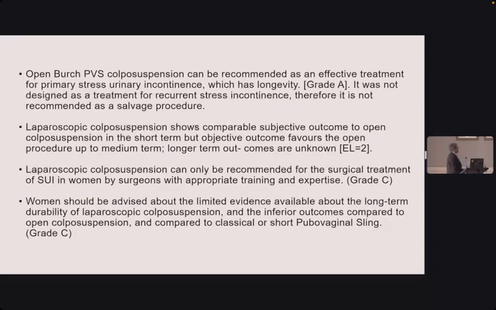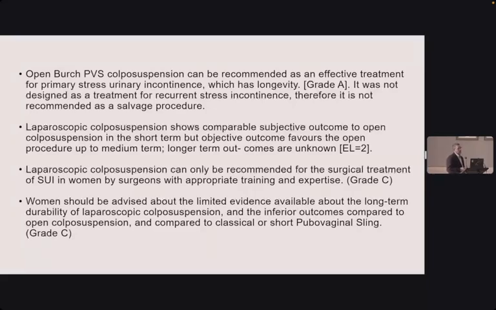Okay, so these again are just some of the recommendations from the ICI, which is the International Consultation on Incontinence. They put out a very extensive, very big document called Incontinence. So you can Google that document. So I just try to summarize some of the major points. The open Burch colposuspension can be recommended as an effective treatment for primary stress incontinence and has longevity.